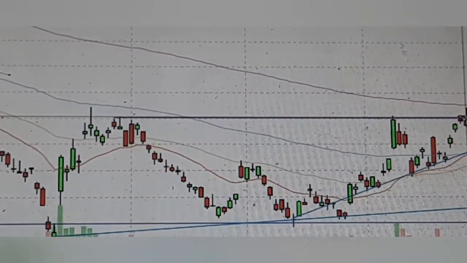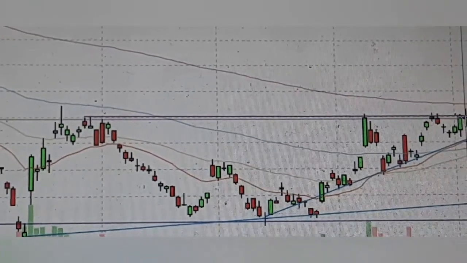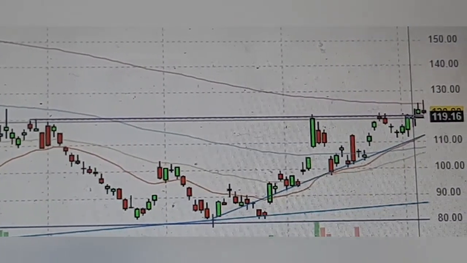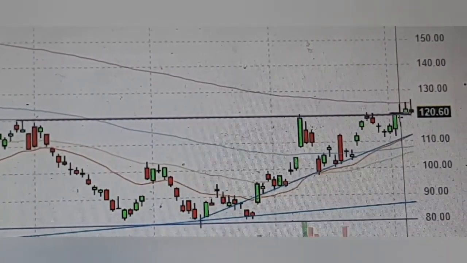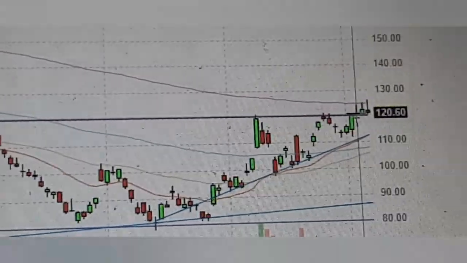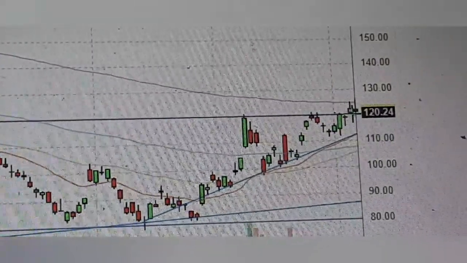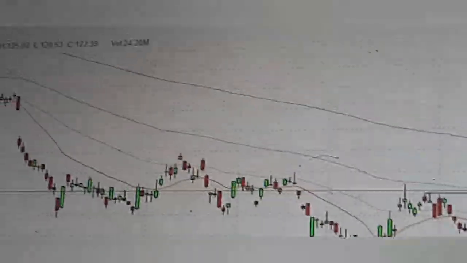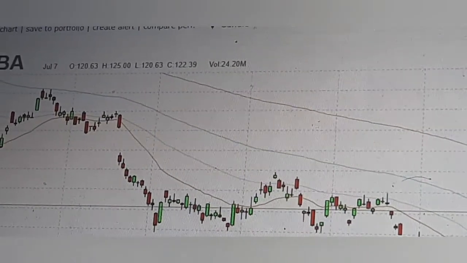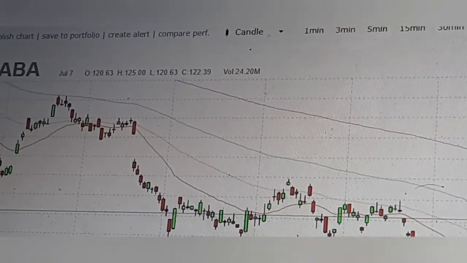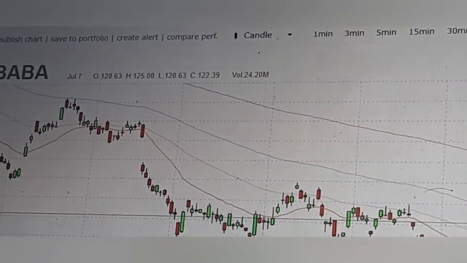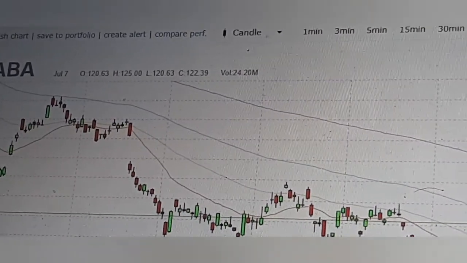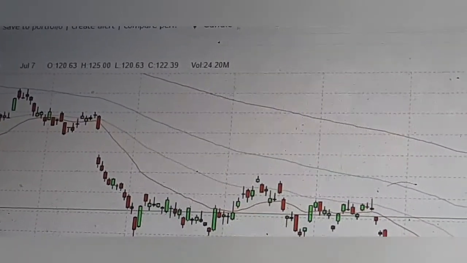And you see it lifting up ever so slightly. So what we were looking for on BABA, guys, was anything over this trend line. We broke over that trend Wednesday, and what we were looking for was anything over it. So we had Thursday's candle, which opened at 120.63, got as high as 125, got as low as 120.63, and closed at 122.39. So we knew that it was a bullish movement, and it held that psych area right above that purple trend.